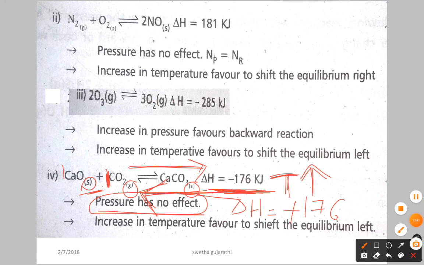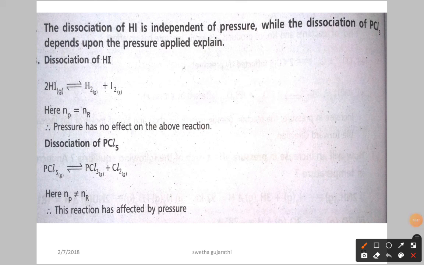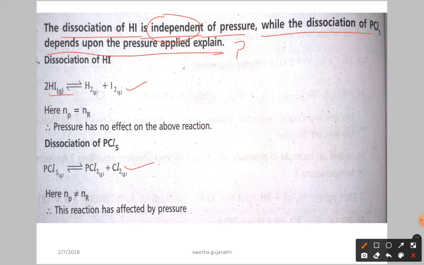Okay. Again, see another example here. The dissociation of HI. What's the question? Dissociation of HI is independent of pressure, while dissociation of PCl5 depends on the pressure applied. Explain. So here we have two reactions. Dissociation means HI is going to dissociate as H2 and I2. This reaction is independent of pressure, but here this reaction is dependent on the pressure. Why? We have to explain.